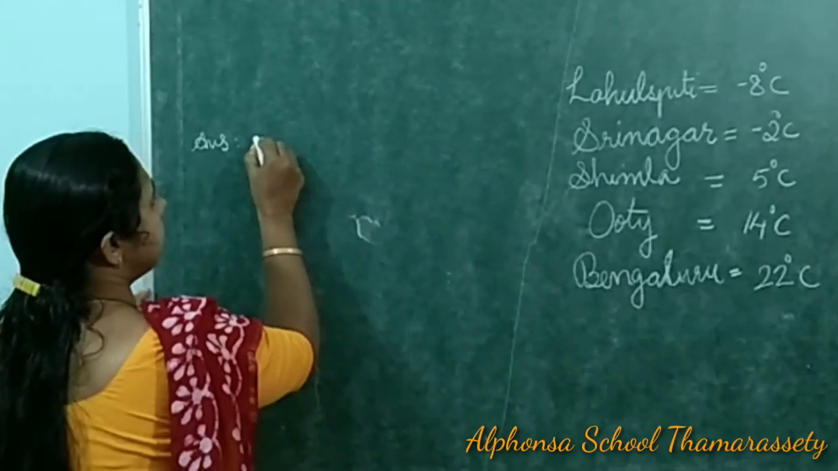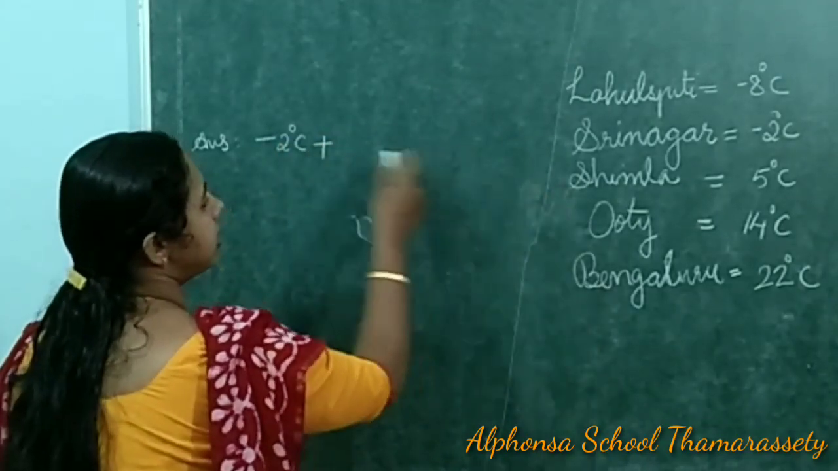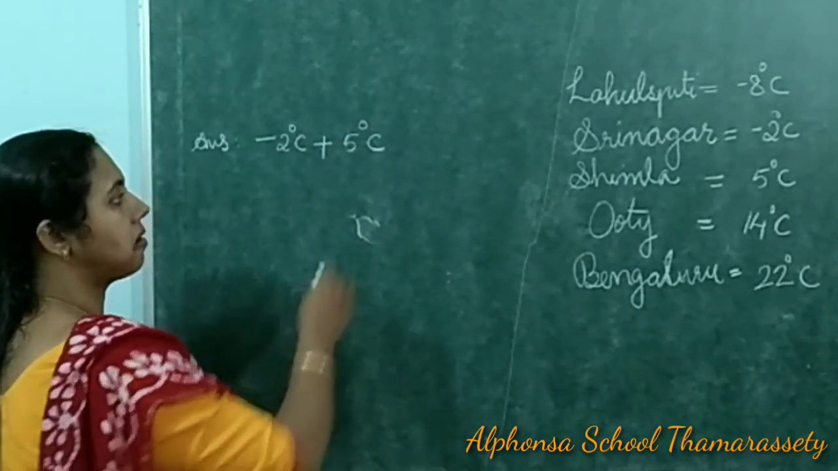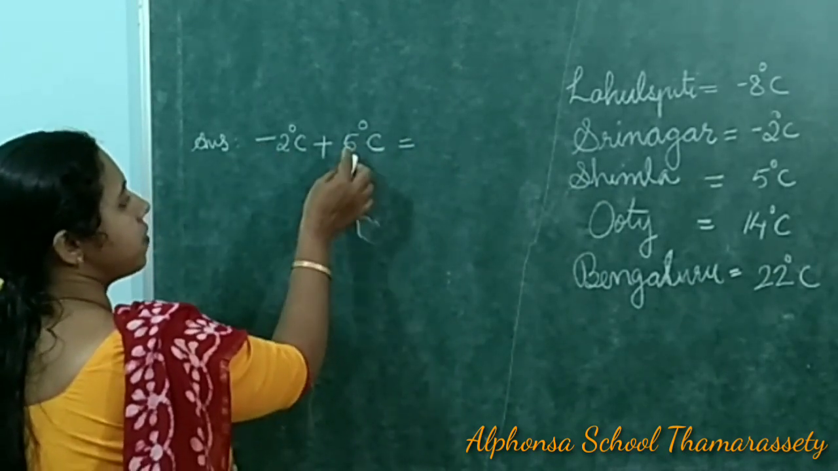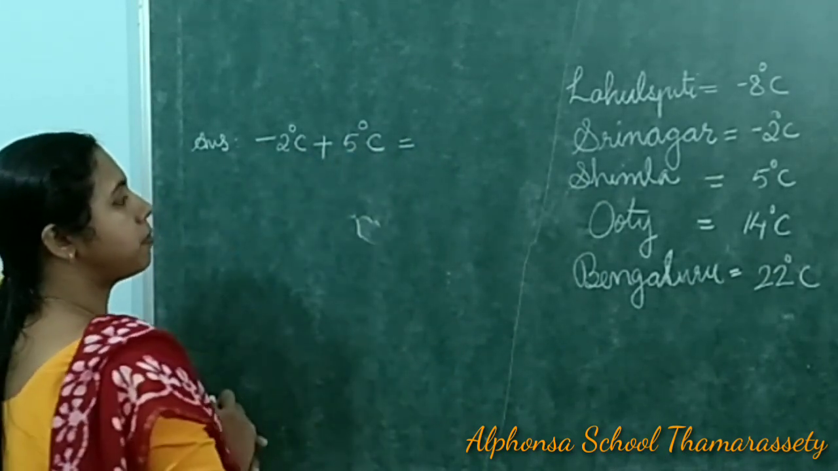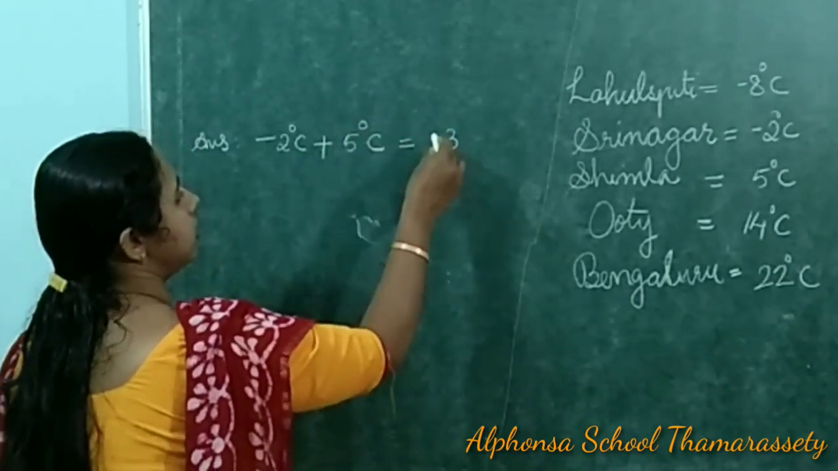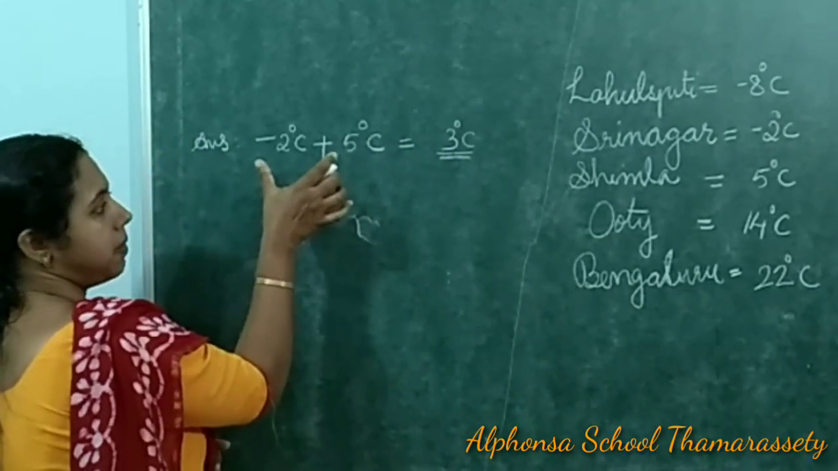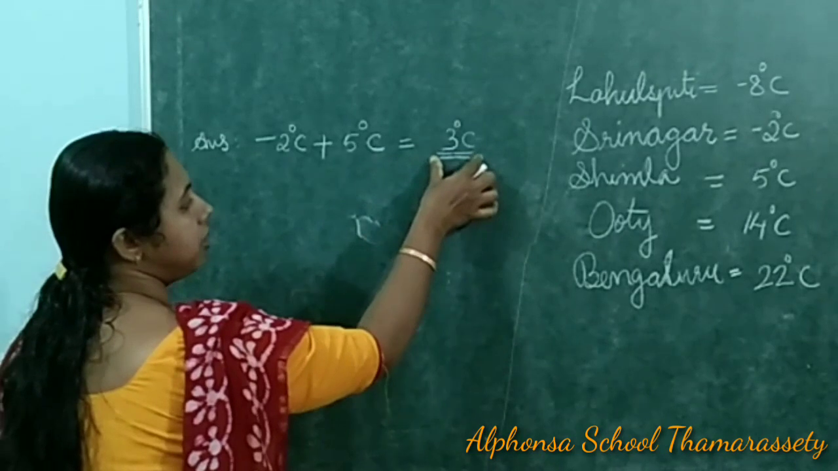Srinagar plus Shimla, that is minus 2 degrees Celsius plus, at Shimla, 5 degrees Celsius. The sum of these two temperatures has opposite signs. So we want to subtract smaller from bigger and put the bigger number's sign. So 5 minus 2 is 3, bigger number's sign is positive. So 3 degrees Celsius.